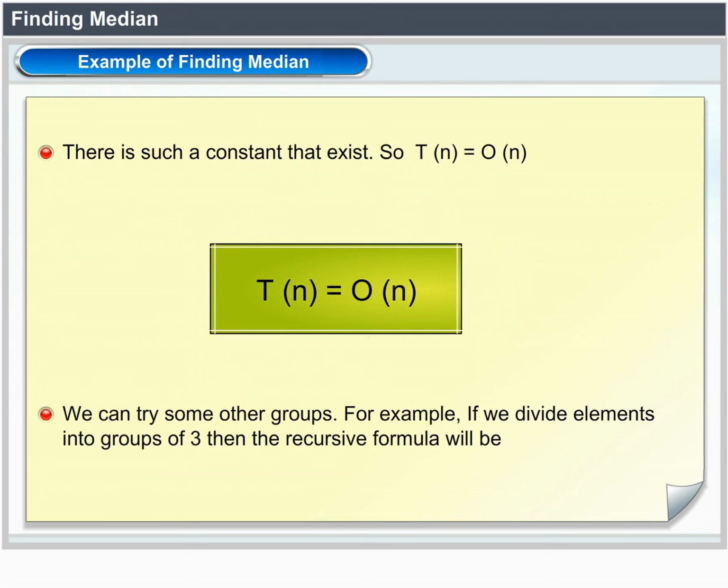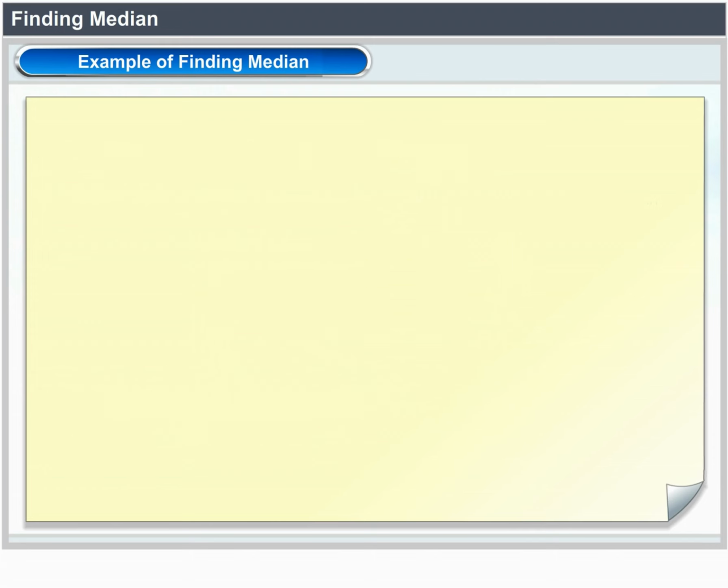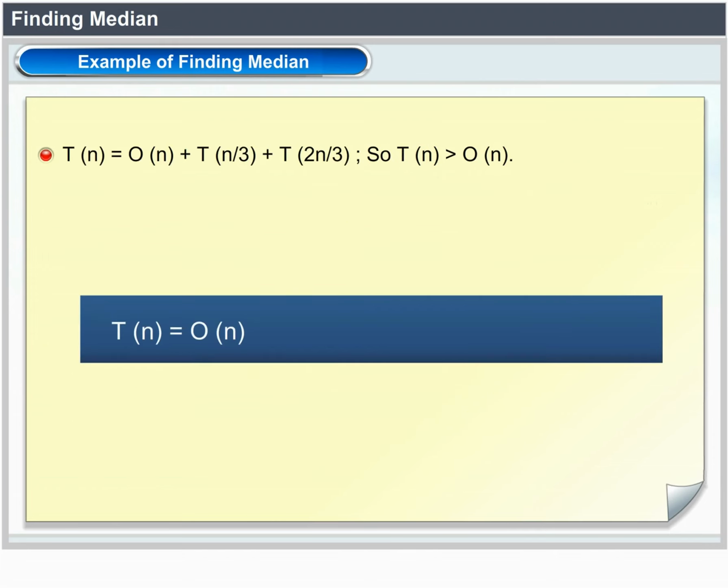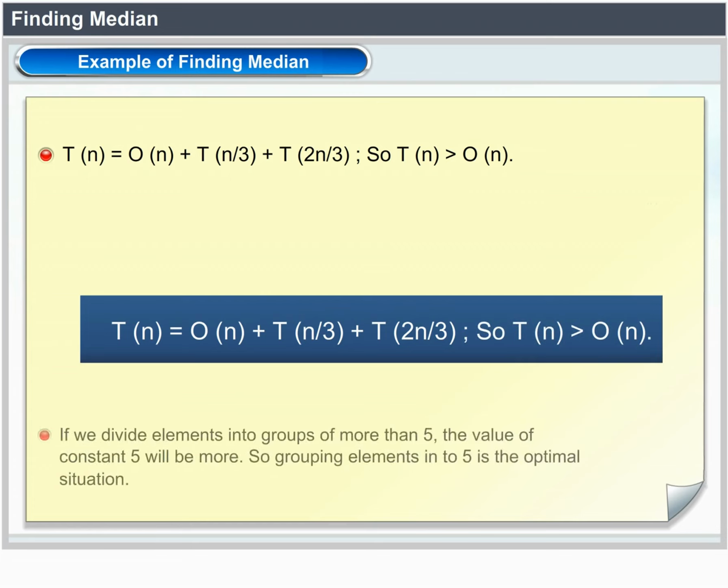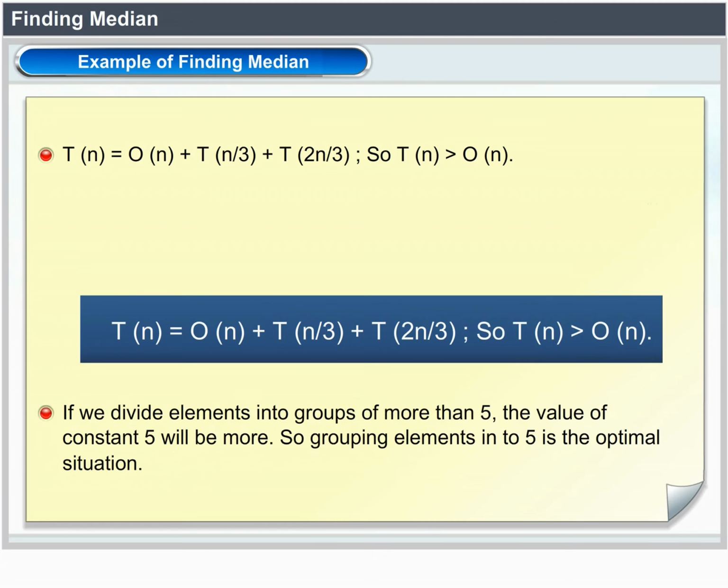We can try some other groups. For example, if we divide elements into groups of 3, then the recursive formula will be T of n equals big O of n plus T of n by 3 plus T of 2n by 3. So T of n greater than big O of n. If we divide elements into groups of more than 5, the value of the constant will be more. So grouping elements into 5 is the optimal situation.